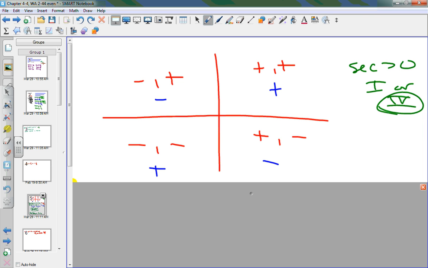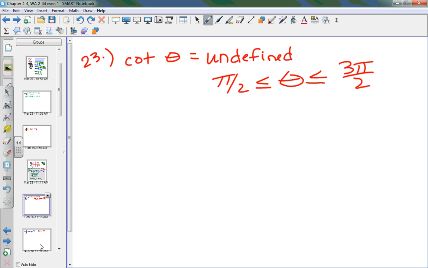Okay, 17 through 23. It says find the values of the 6 trigonometric functions of theta. They give you the function value, and then they give you the constraint. Constraint is going to be the conditions that allow this to be a true statement. Do we understand that? So if I'm looking at, let's say, problem 23, it says the cotangent of theta is undefined. But it's undefined on what constraint?